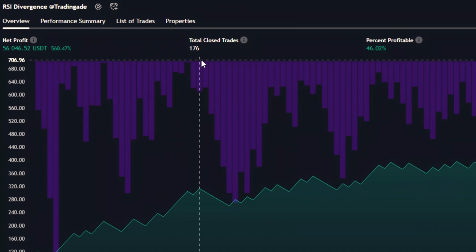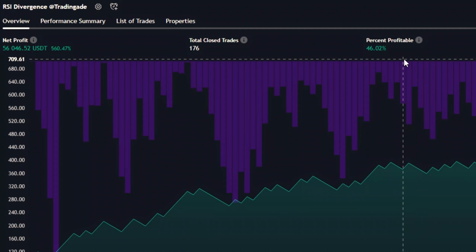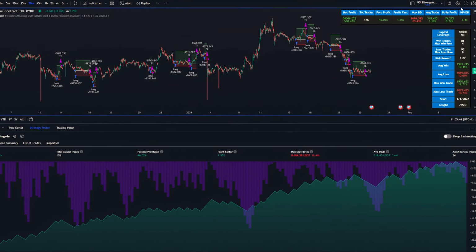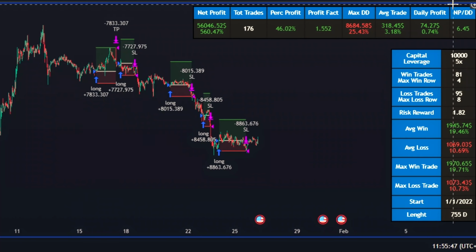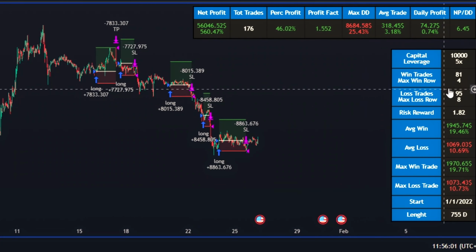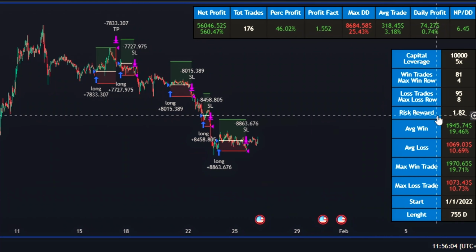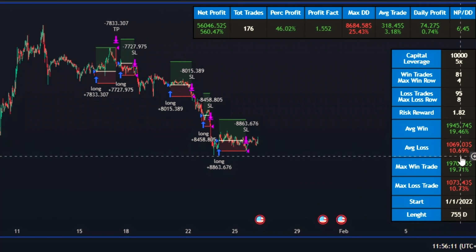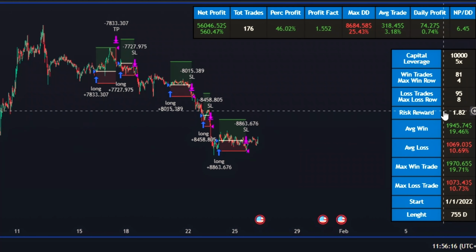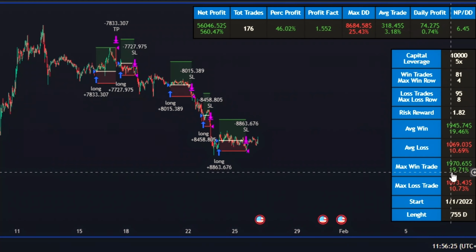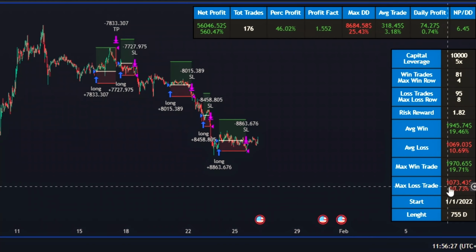560% net profit, 176 total trades, 46% percent profitable, 1.55 profit factor, 25% max drawdown, 0.64% average trade. Net profit / drawdown is skyrocketing compared to the previous backtest: 6.45 rather than 2 point something. Max win row 4, max loss row 8, risk reward 1.82, average win 90.46%, average loss 10.79%. Of course, this is based on initial capital, that's why we have this high number. Max win trade 90.7%, max loss trade 10%.